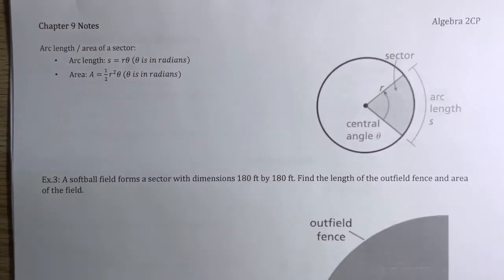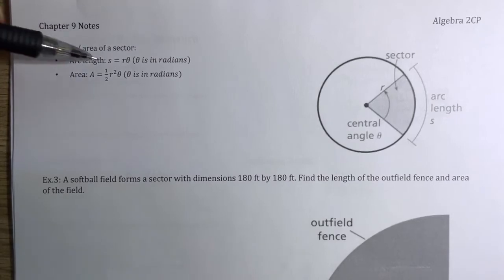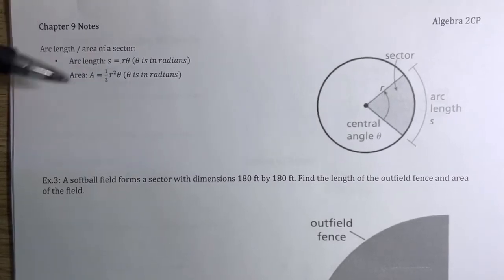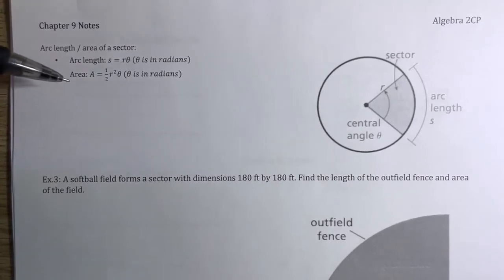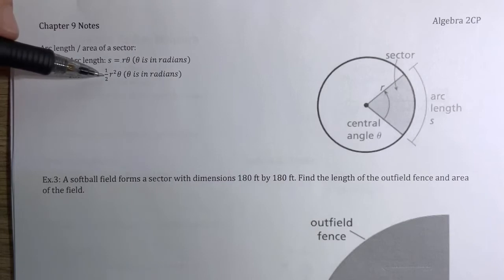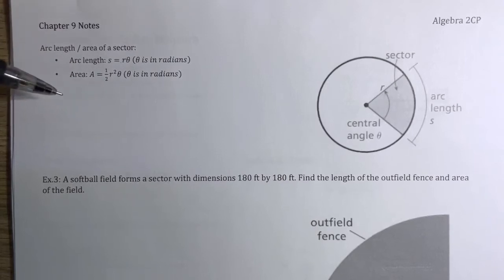And then the next thing that we're going to talk about is finding the arc length and the area of a sector. So there's two formulas for arc length and area of a sector. For arc length, it's S equals R times theta. And theta is in radians. Theta is an angle measure. And then area for a sector is A equals 1/2 r squared times theta. And then same thing, theta is the angle measurement and it's in radians.